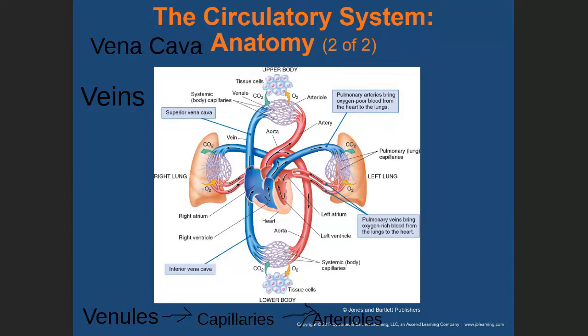Now, on the venous side, the vena cava is the largest vein in the body, and it divides into the superior vena cava and the inferior vena cava. The superior vena cava supplies the upper body with blood. The inferior vena cava supplies the lower portion of the body with blood.